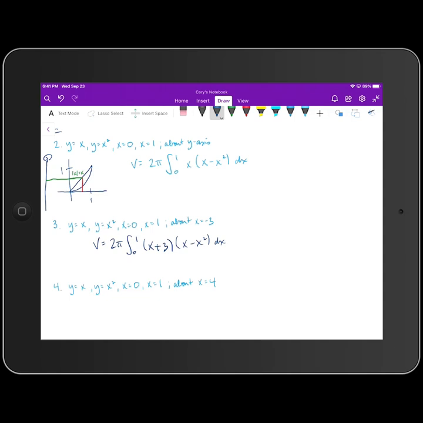Okay, let's change things up for the next example. So the next example, number 4, we're taking that same area. This time we're rotating about the line x is equal to 4, which is going to be over in here.